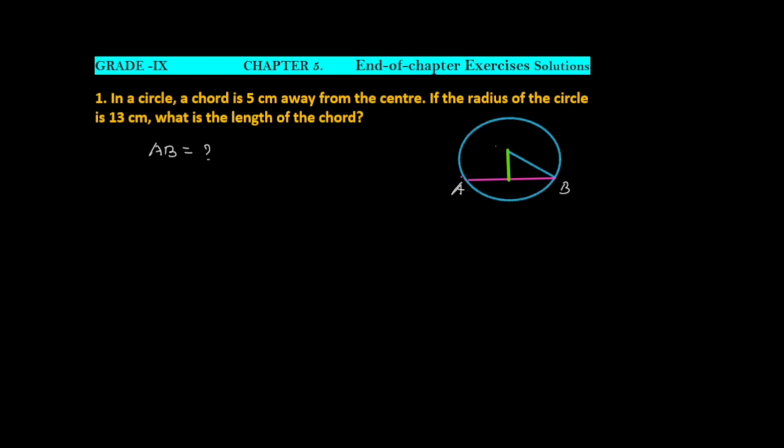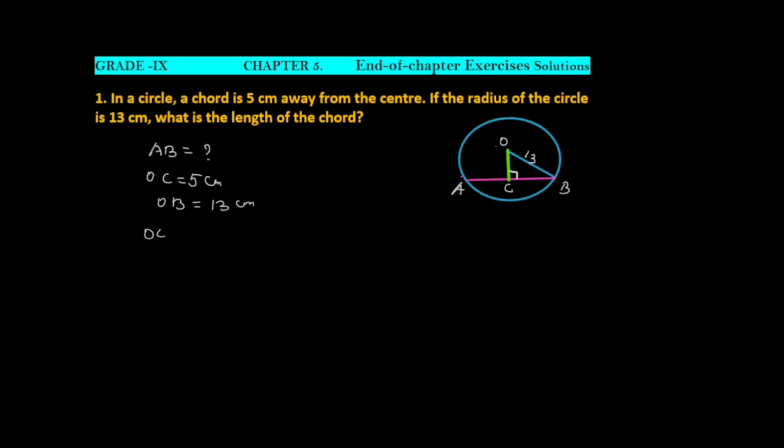Given information, 5 centimeter away from the center. If this is O, OC is 5 centimeter away from the center. We know very well when we are calculating distance, that is nothing but the perpendicular distance. This is definitely a perpendicular distance. The radius of the circle is 13 centimeter. Radius here OB is equal to 13 centimeter. We have to find AB.